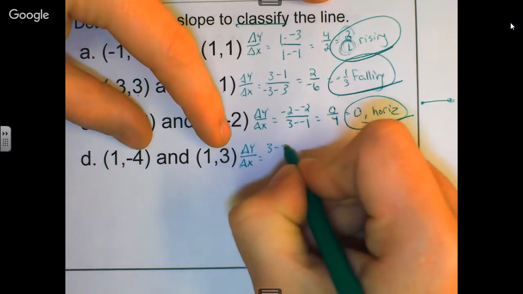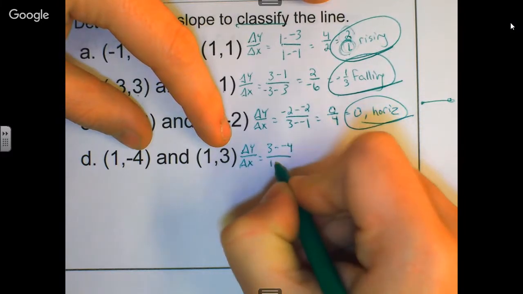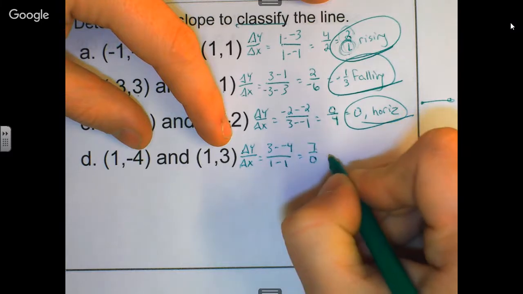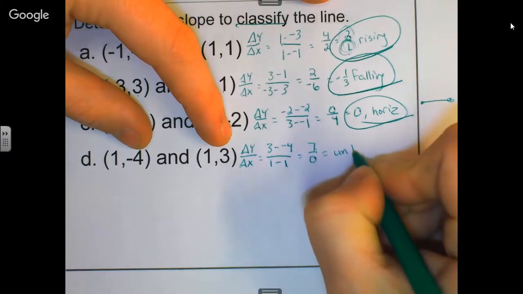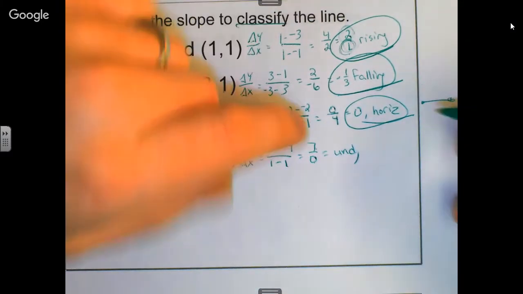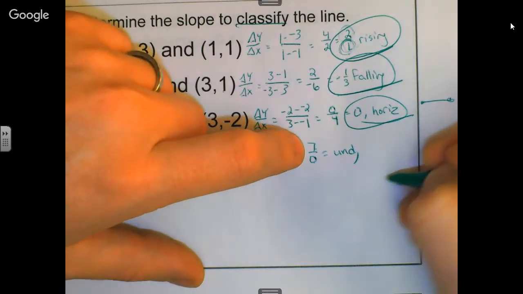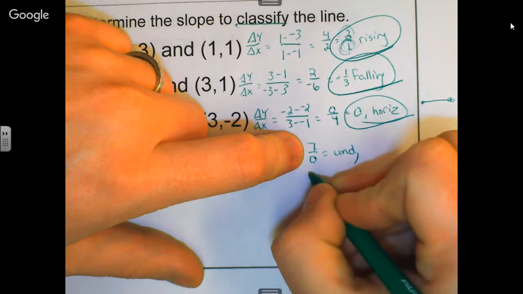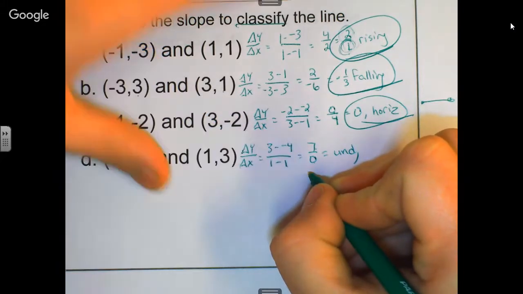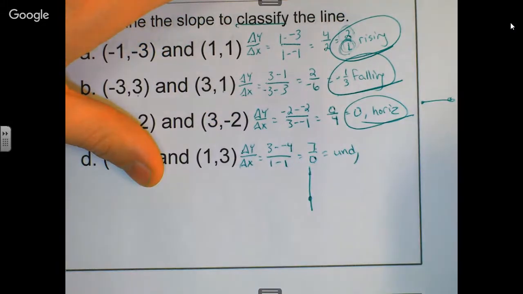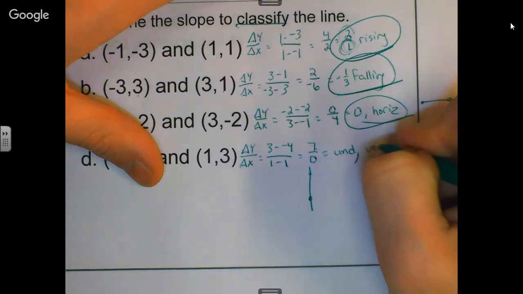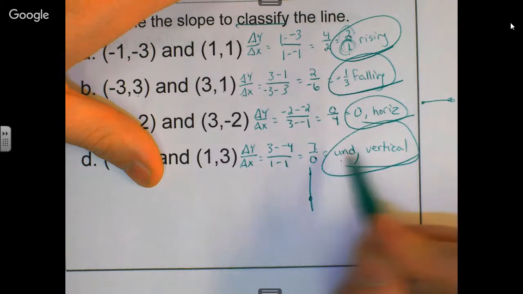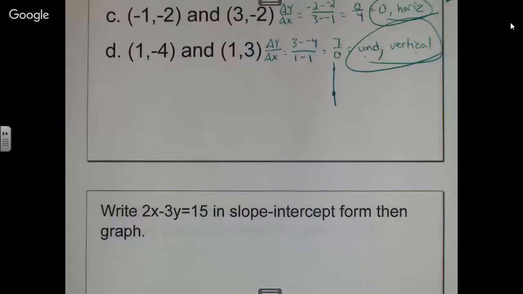Change of y, change of x. 3 minus -4, 1 minus 1. So that is 7 over 0, and 7 divided by 0 is undefined. So I have undefined slope. Again, if I have a point that starts here, goes up 7, and doesn't go left or right any, what kind of line will I have? Vertical. So its slope is undefined. The classification is a vertical line.